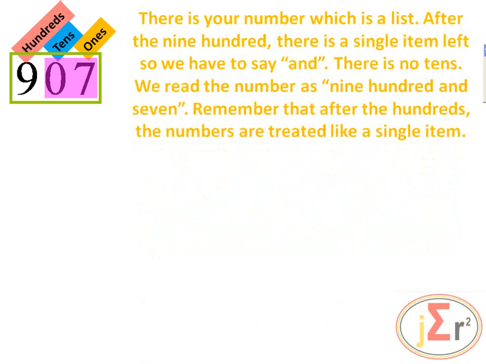There is your number, which is a list. After the 900, there is a single item left, so we have to say "and". There is no tens, so we have to say 907. Remember that after the hundreds, the numbers are treated like a single item. So 907.